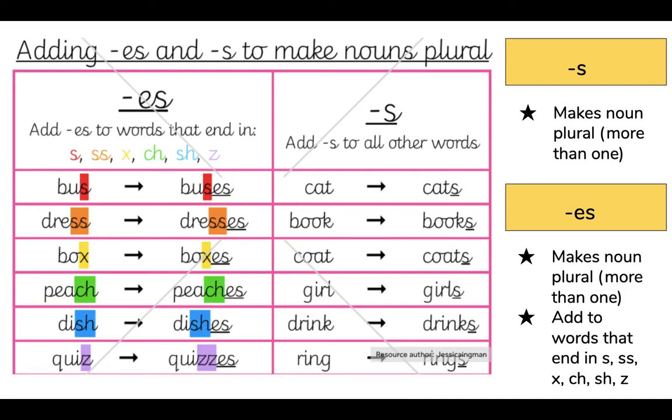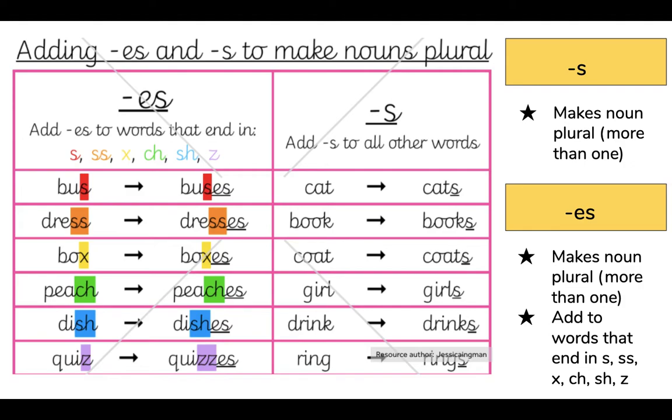Book changes to books, coat changes to coats, girl changes to girls, drink changes to drinks, and ring changes to rings. You can see that all of the words that we added S to were base words that stand alone by themselves before we added the suffix S. Now it's important to note that you can't just add S to every word to make it plural. Sometimes you need to add ES.